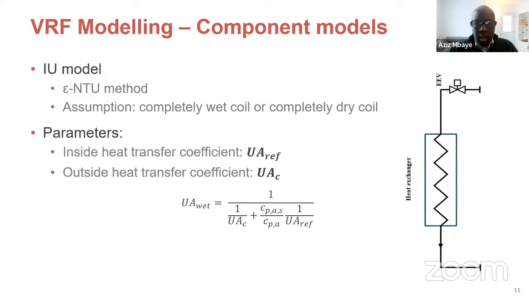To take into account the condensation in cooling mode, the outside surface of the coil is considered fully wet. In this case, the global heat transfer coefficient is expressed by this equation, where we have the two parameters, and c_pas and c_pa are respectively the heat capacity of the entering air and the heat capacity of the saturated air evaluated at the refrigerant temperature. In heating mode, the global heat transfer coefficient of the dry coil is evaluated without the capacity correction.